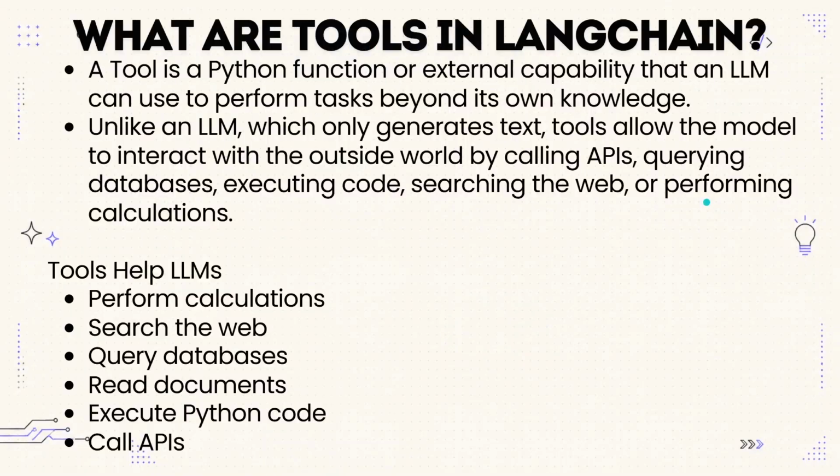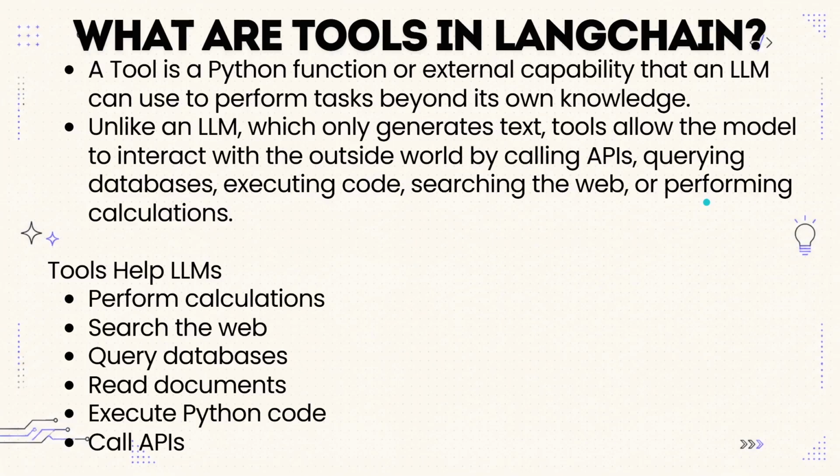So, what are tools in LangChain? A tool is simply a Python function or an external capability that an LLM can use whenever it needs additional information or wants to perform an action. Unlike an LLM, which only generates text, tools allow the model to interact with the outside world by calling APIs and querying databases. All these things can be done with the help of LangChain tools.